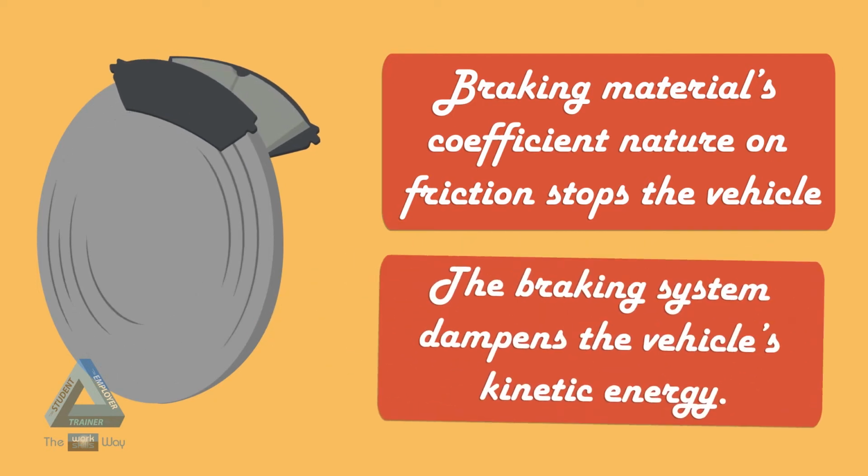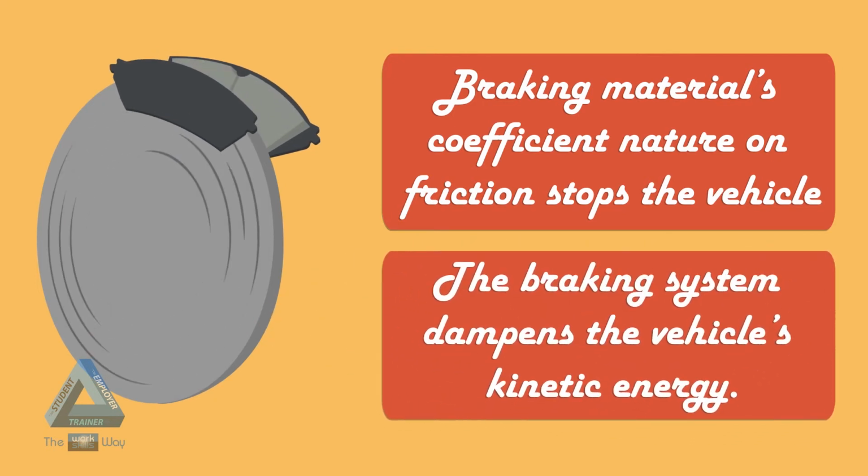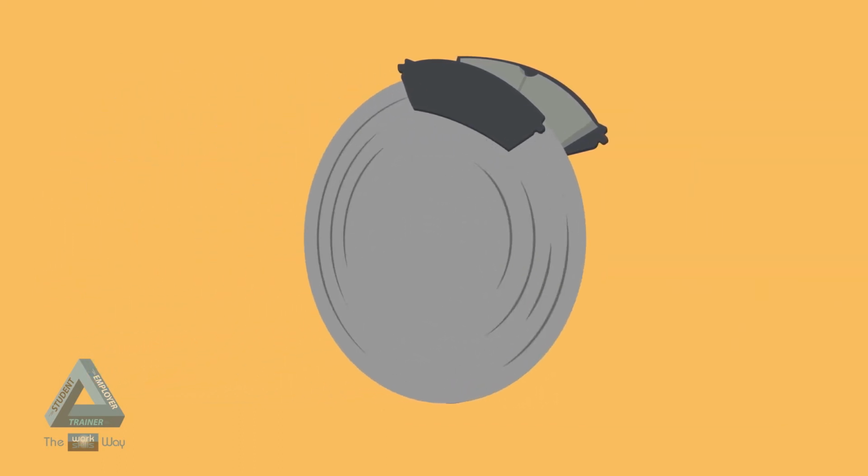The braking system dampens the vehicle's kinetic energy, stopping the vehicle from moving. The kinetic energy is then changed into heat energy when the brakes are applied, dissipating through the disc or drum to the surrounding components. This is also transferred to the air that moves past these components.